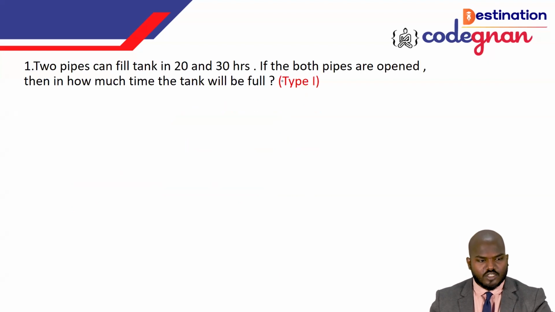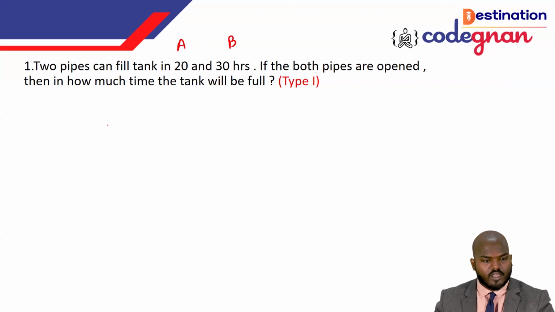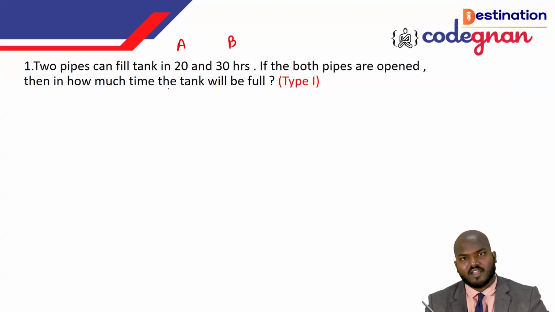So see this one, guys, there are two pipes here. They can fill the tank in 20 and 30 hours. If both of the pipes are open, then how much time will it take? They are asking here. So it's a very easy question. How I can solve it is, I can say this pipe is A and this pipe is B. Then I can say that pipe A can fill the tank in 20 hours and B in 30 hours. That's what the question has mentioned here.